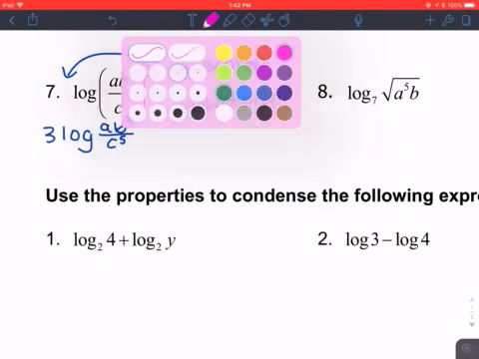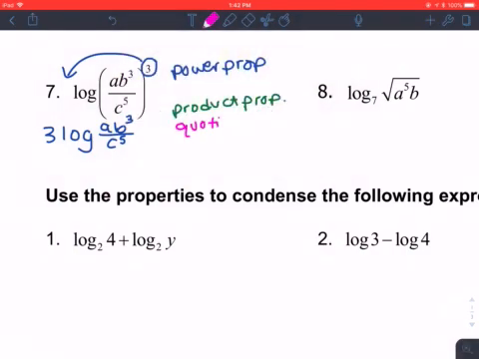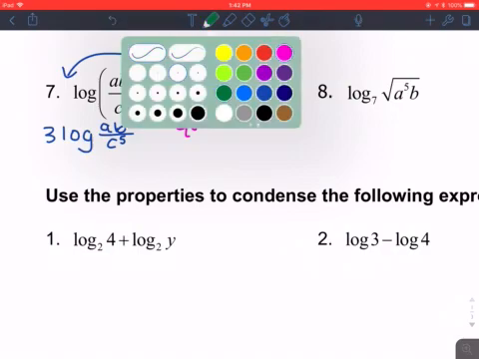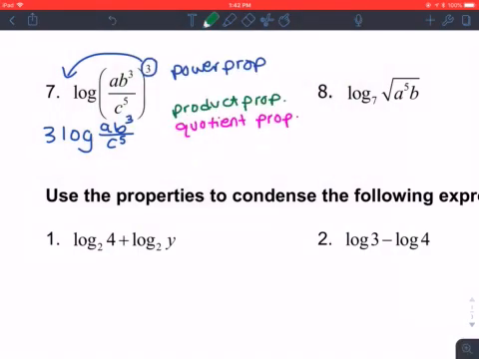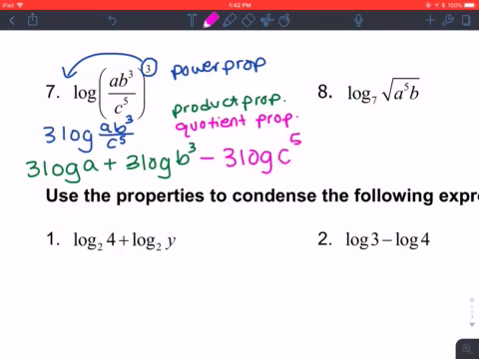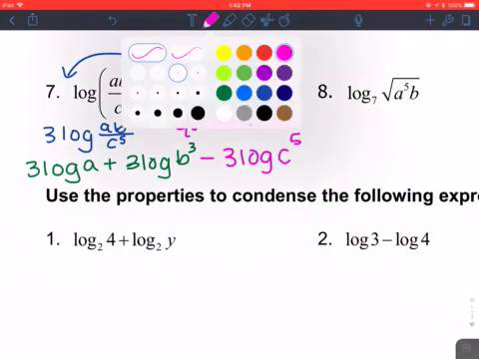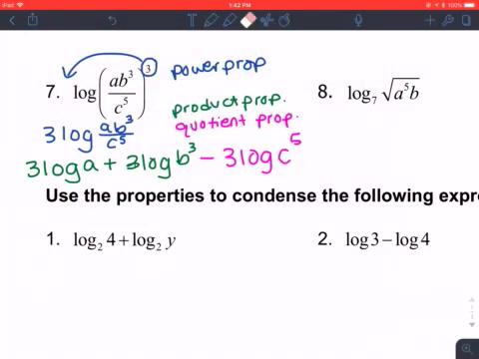And then we're going to use the quotient property to split up our division of the c to the 5th. Okay, keep in mind though when we're splitting this we need to keep our 3 as our coefficient. So 3 log of a plus 3 log of b cubed, and then the division minus 3 log of c to the 5th. I fixed my 3 here.